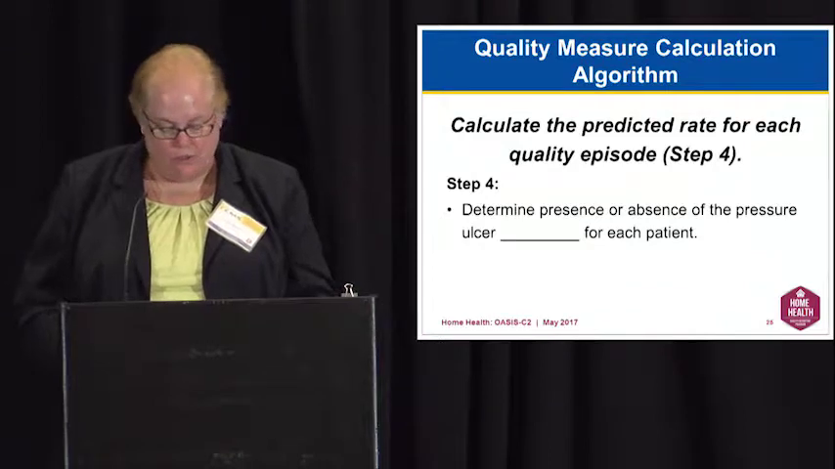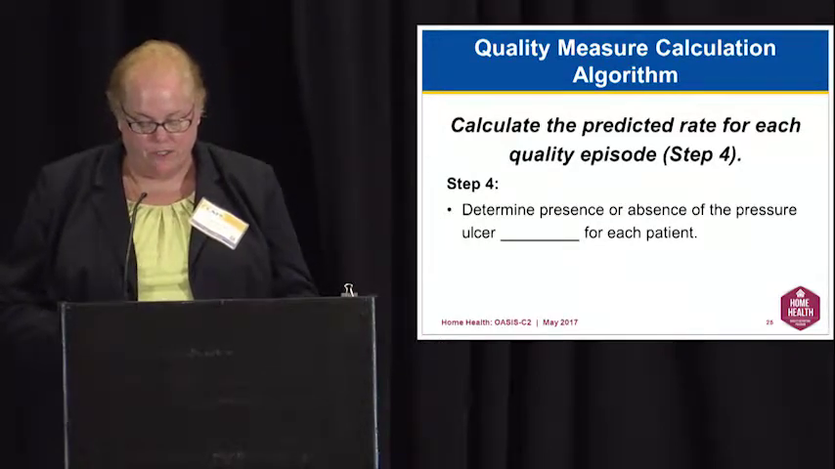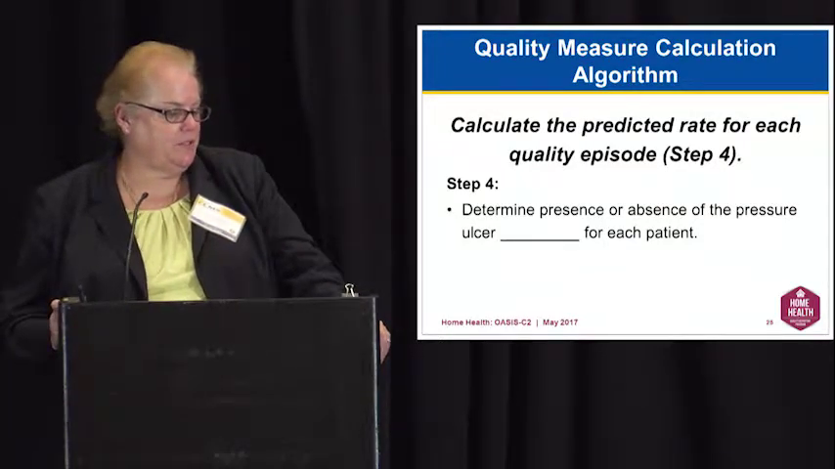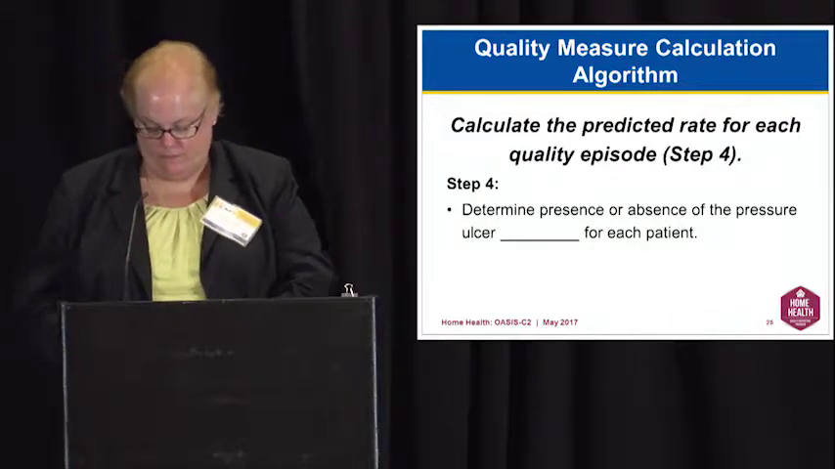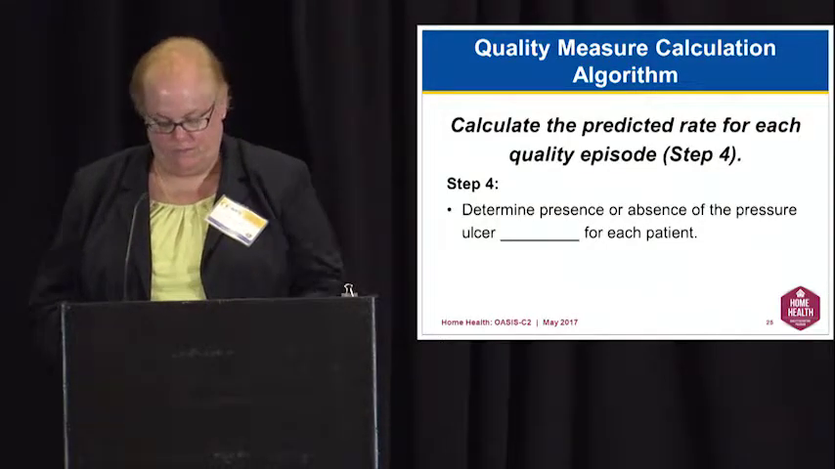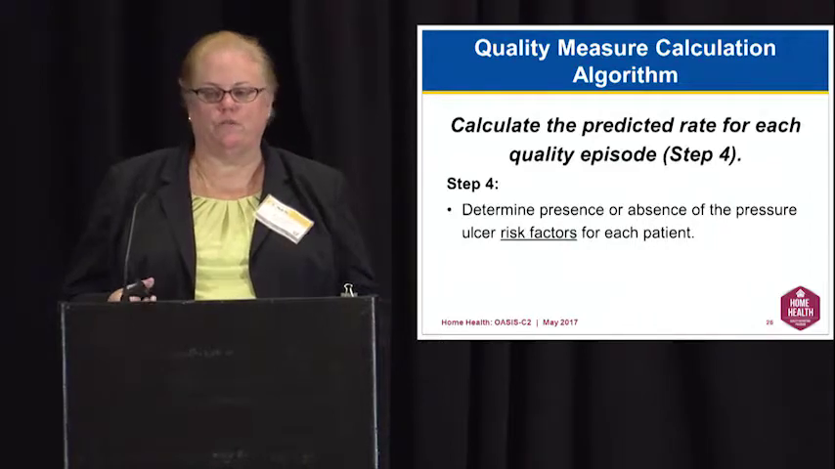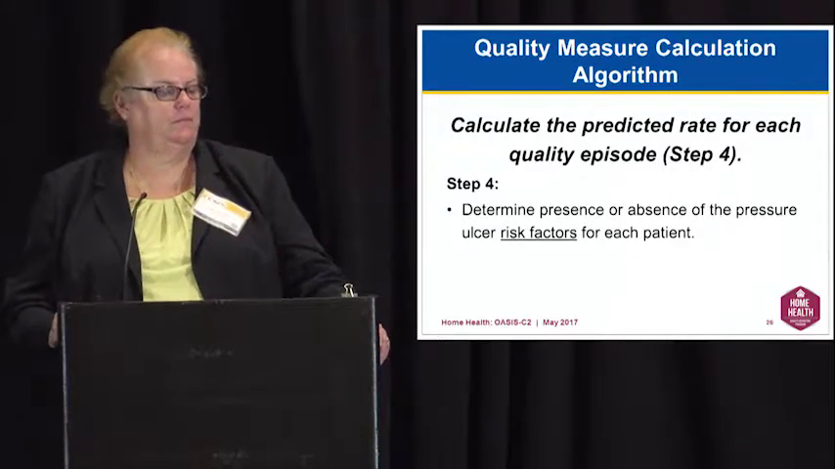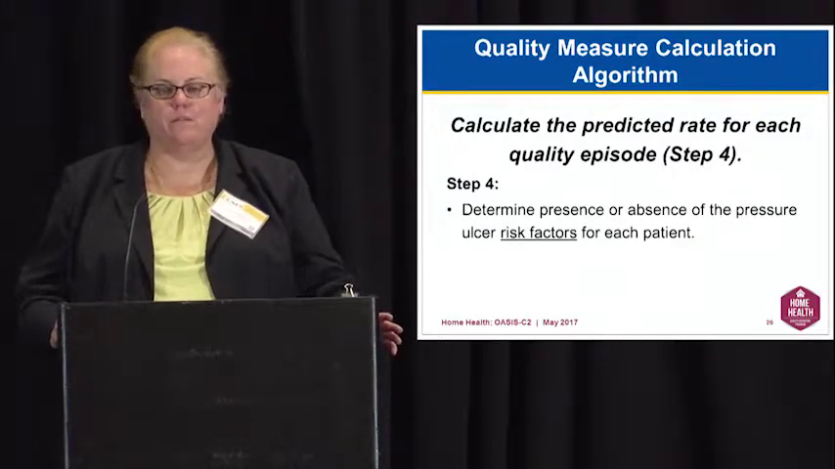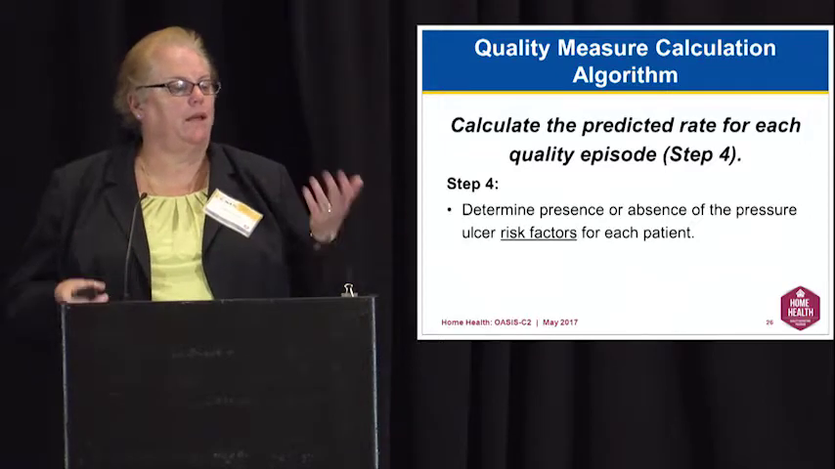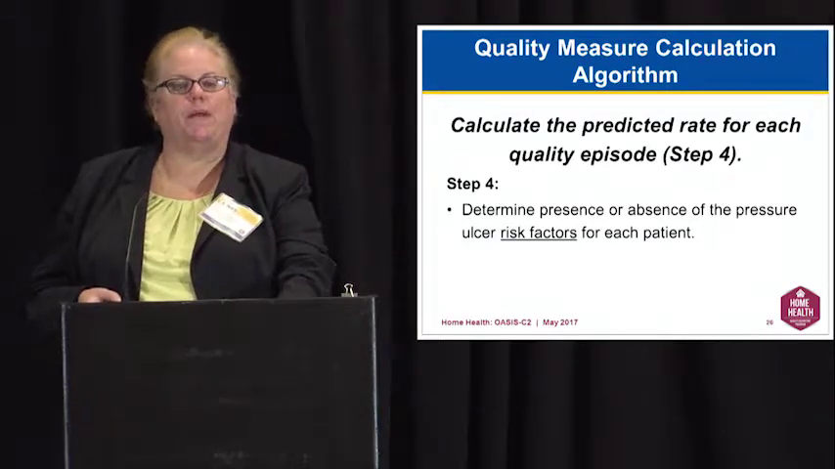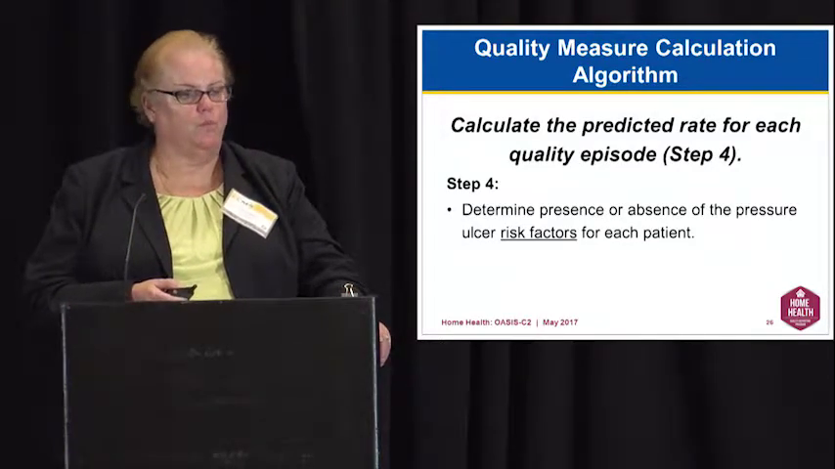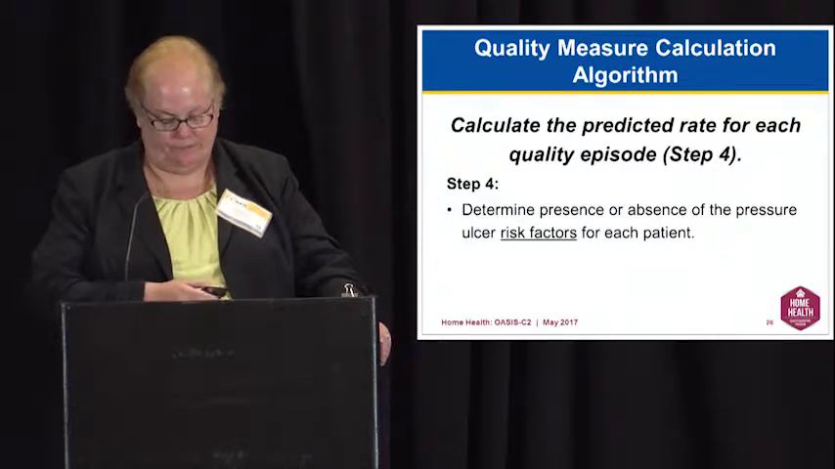All right, so now let's look at calculate the predicted rate for each quality episode. This is step number 4, determine the presence or absence of the pressure ulcer risk factors for each patient. Right, and those are the risk factors. And why are they important? We're going to learn more about it tomorrow, but remember when they talked about some of the weighting of it? So certain patients are at a higher risk versus lower risk of developing new or worsening pressure ulcers.